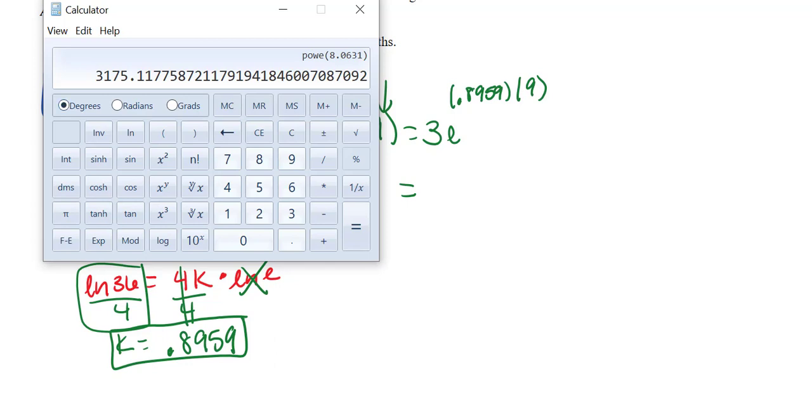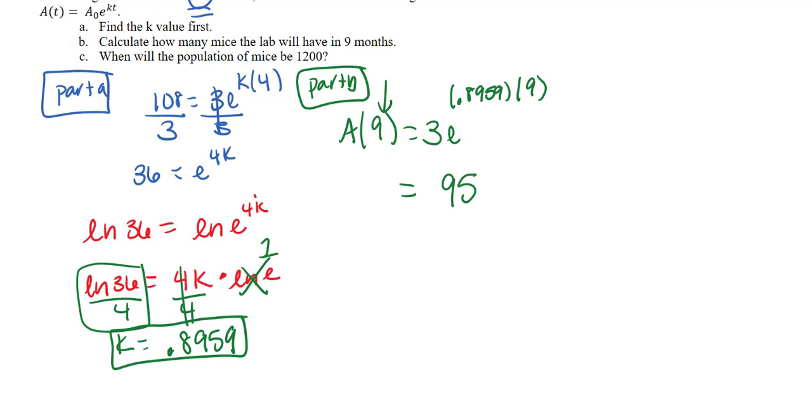3,175. Then we're going to times it by 3. And what do we get? We get 9,525. So we're just going to round to the nearest whole number because we're looking at number of mice. So let's look at whole number. 9525. And that's mice.